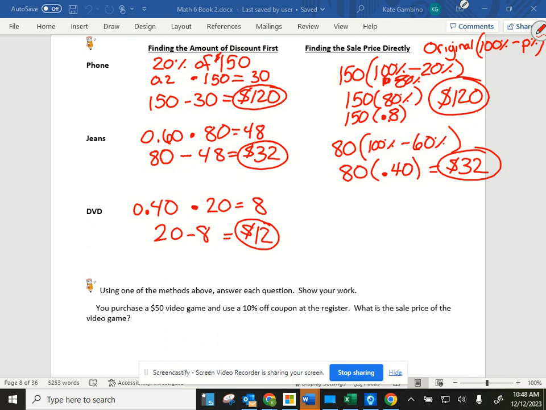So let's look at our DVD. What was our original cost of the DVD, Madeline? $20. Then we have our 100% minus, what is our percent off of our DVD, Madeline? 40%. I know that 100 minus 40 is 60. So going from 60% to a decimal would be 0.60. 20 times 0.60 is what answer, Lauren? $12. I get the same answer.